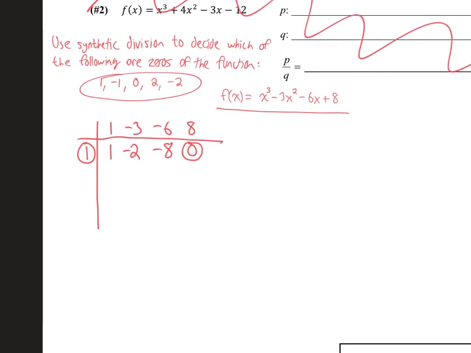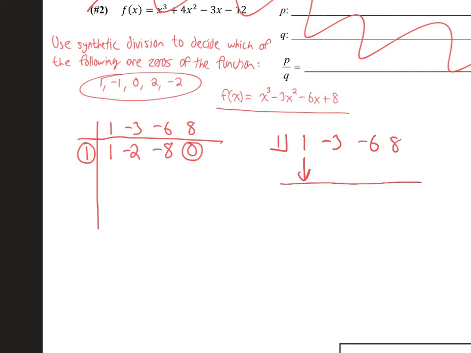Let me go back. I'm going to do synthetic division over here again. I'm going to show you this the old way, and you can see what happened here, to make sure that we're not confused. So we're checking 1. We have 1, negative 3, negative 6, and 8. I'm just going to show you what we're doing here. We're streamlining this process.